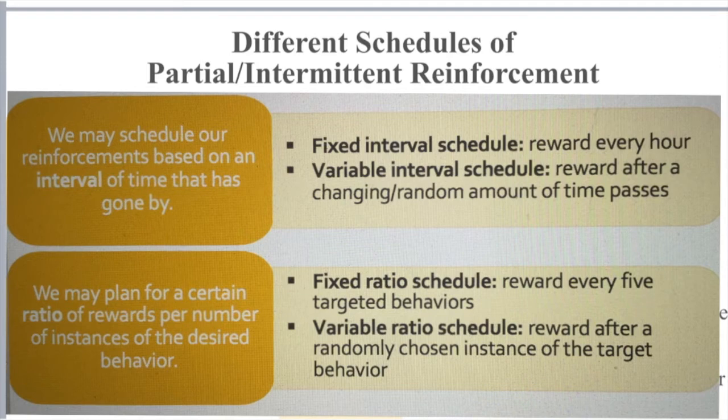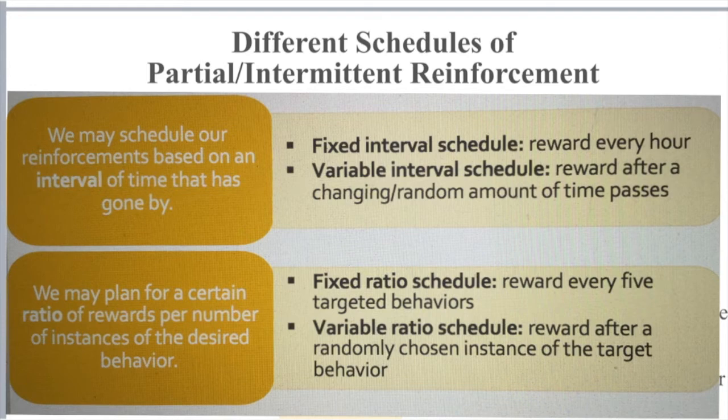When we schedule our reinforcements based on an interval of time that has gone by, this is going to be either a fixed interval schedule or a variable interval schedule. Fixed interval meaning we reward every hour. Variable meaning we reward after a changing or random amount of time passes. So like some calculated, we'll do every 3 minutes, then 5 minutes, then 7 minutes, then 3 minutes, then 5 minutes, then 7 minutes, or whatever that may be. So that's going to be based on an interval. So you have fixed interval and variable interval.